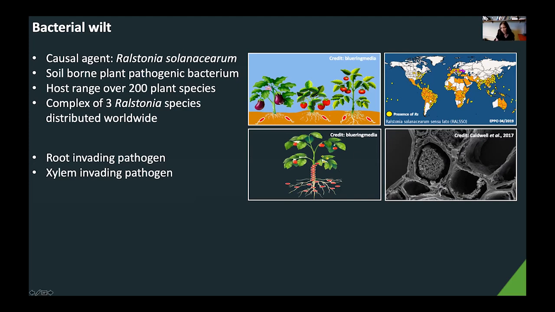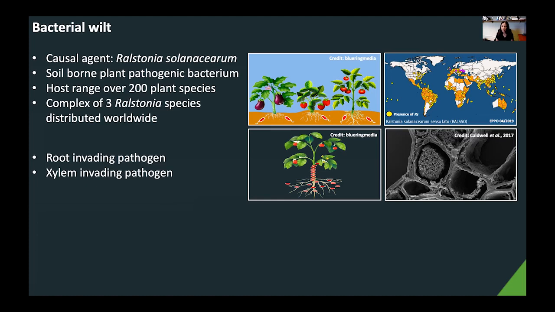And if you can imagine it as this red oval here, it enters into the root system and it makes its way to the xylem. It has to colonize the xylem or it cannot cause disease. And so this is a scanning electron micrograph of bacteria in a susceptible root in a xylem element. Once in the xylem, it moves from the root to the shoot, and it secretes an exopolysaccharide, which is essentially like a slime.